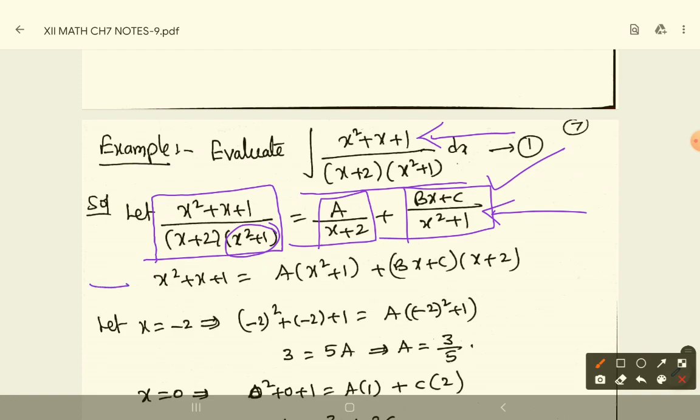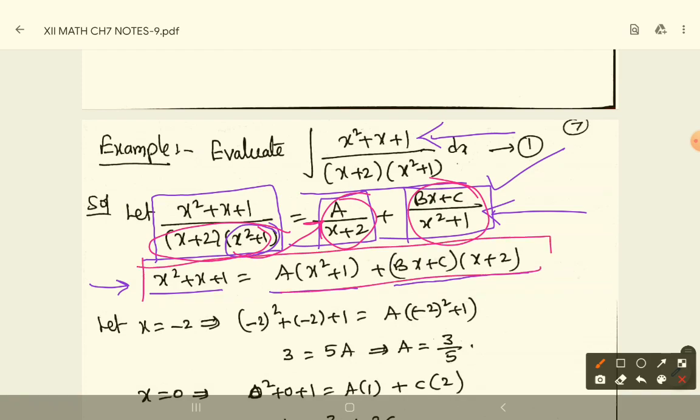So x square plus x plus 1 can be written as a into x square plus 1 plus bx plus c into x plus 2. How do we get this one? By sending the denominator to the right side and multiplying with this partial fractions decomposition, you get this one. Now as I told you, this expression is very important.